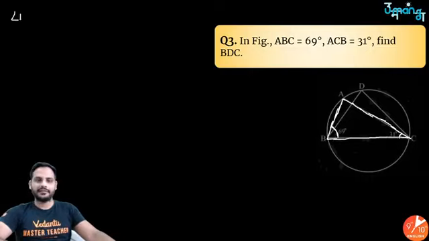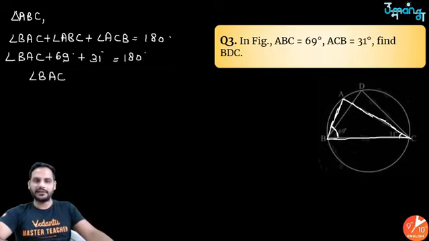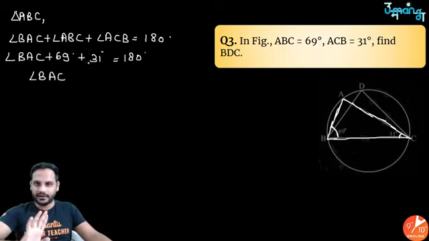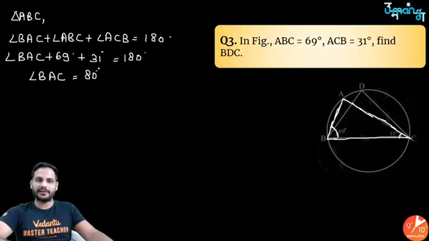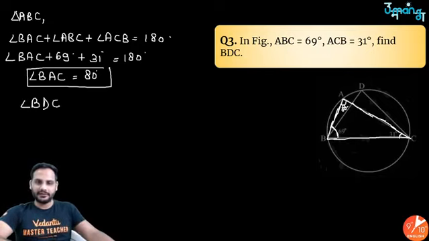right? So I can say, sir, in triangle ABC, angle BAC plus angle ABC plus angle ACB, the sum of all three angles will be 180 degrees. Angle BAC I don't know, but ABC is 69 plus ACB is 31 is equal to 180 degrees. So angle BAC, look, 69 plus 31 is equal to what? 100. Shift 100 over there, so angle BAC is 80 degrees. And if this angle is 80 degrees, I can say, sir, angle BDC will also be equal to angle BAC. Both are equal to 80 degrees.